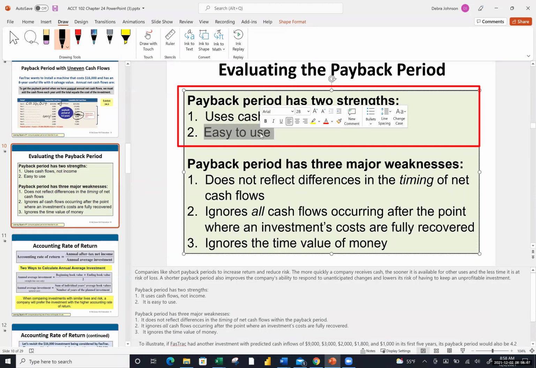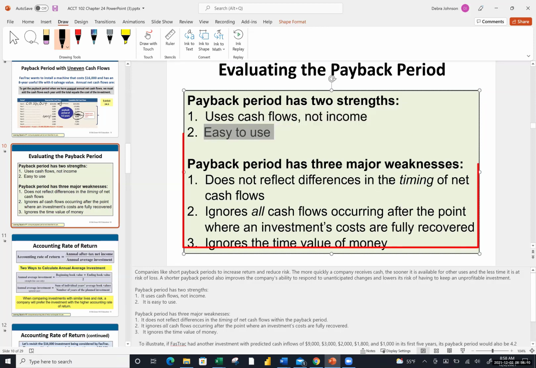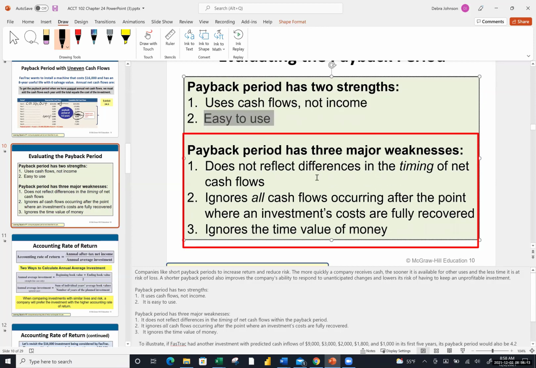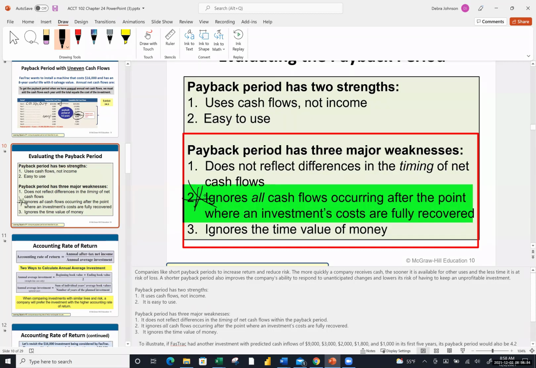The author identifies 3 weaknesses. One is definitely it does not reflect differences in timing of the cash flows. In other words, they don't look at money coming in sooner in the year versus later in the year. They just look at it as coming in year 1 or year 2. The major one that I see as the biggest deficit here is that it totally ignores cash flows after that cutoff period. In other words, if the method finds that you get your cash back in year 3, let's say, it totally ignores there might be $1 million coming back out there in years 4 or 5. So that's what I consider to be the biggest deficit.